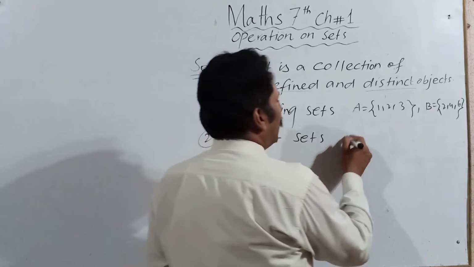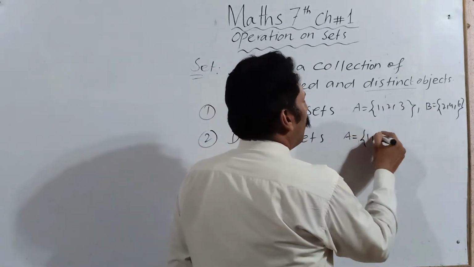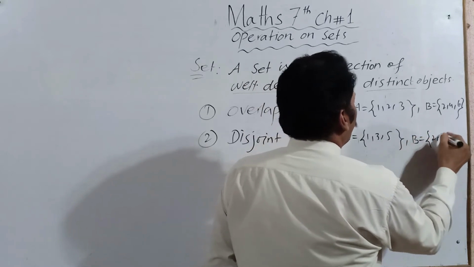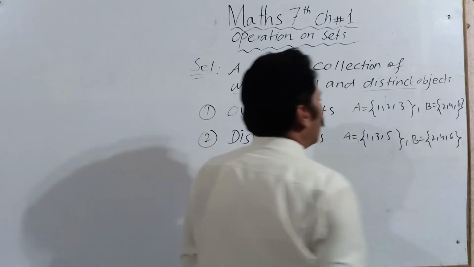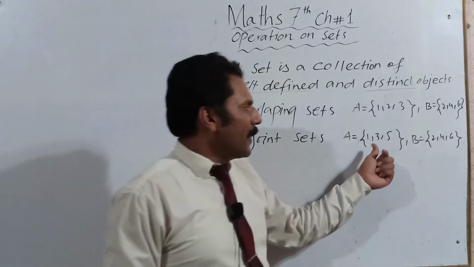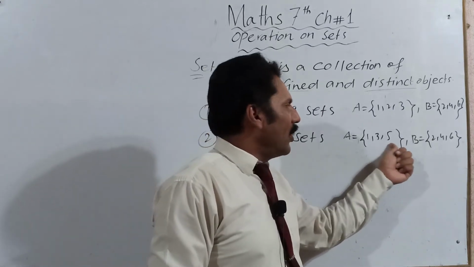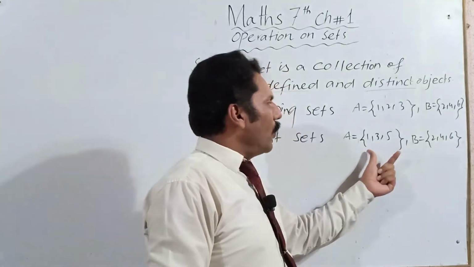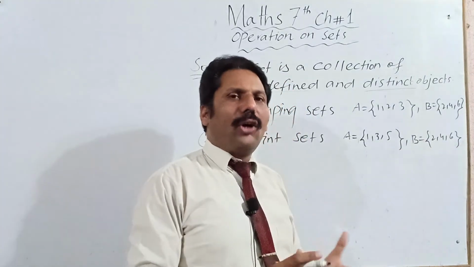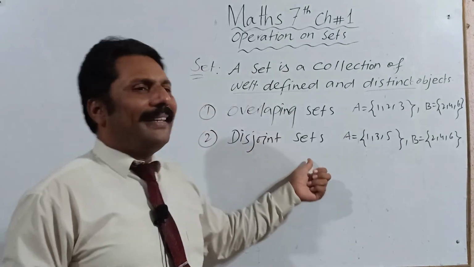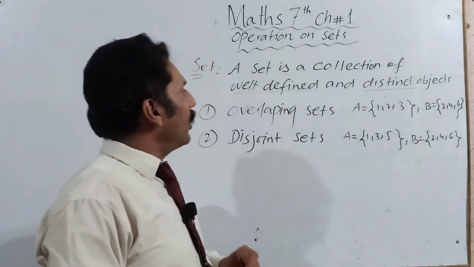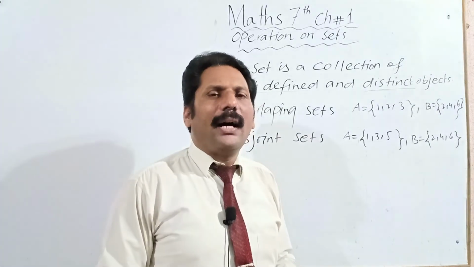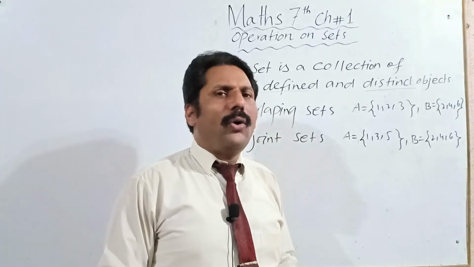For example, if I write set A is equal to {1, 3, 5} and set B is {2, 4, 6}, students, you can see that in set A only the odd numbers are there and in set B only the even numbers are there. So no element or object is common there. These two sets are called disjoint sets. A few more types of sets are there, but in this video I think it's enough.